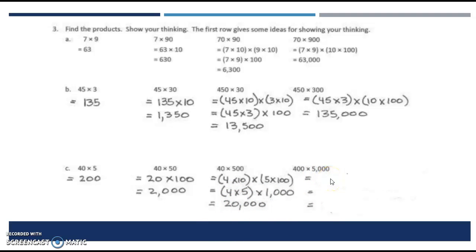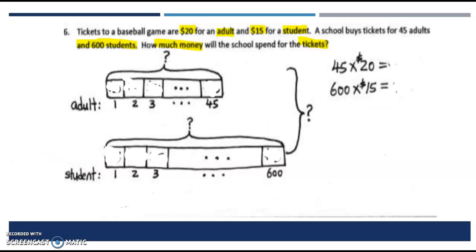Now we're going to try 400 times 5,000. Decomposing with the associative property, we break it down to 4 times 5 times 100 times 1,000. 20 times 100,000 equals 2 million. So now we get the sense of that, and the last one is number 5.